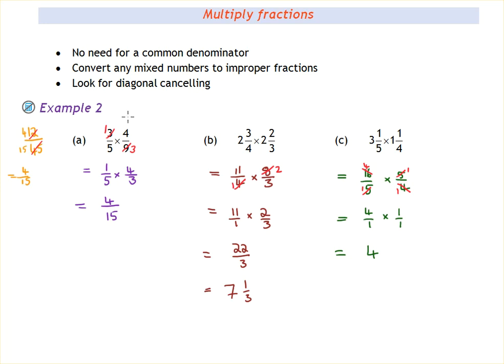So just to summarise, multiplying fractions, you don't need a common denominator, but you should always convert any mixed numbers into improper fractions, and then looking for diagonal cancelling means you don't have to simplify at the end, which makes life a little bit easier, especially when the numbers get bigger and bigger.